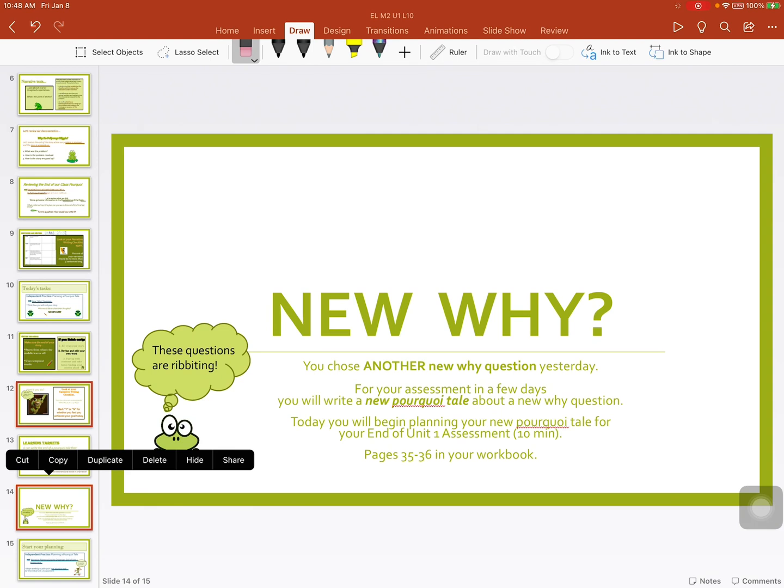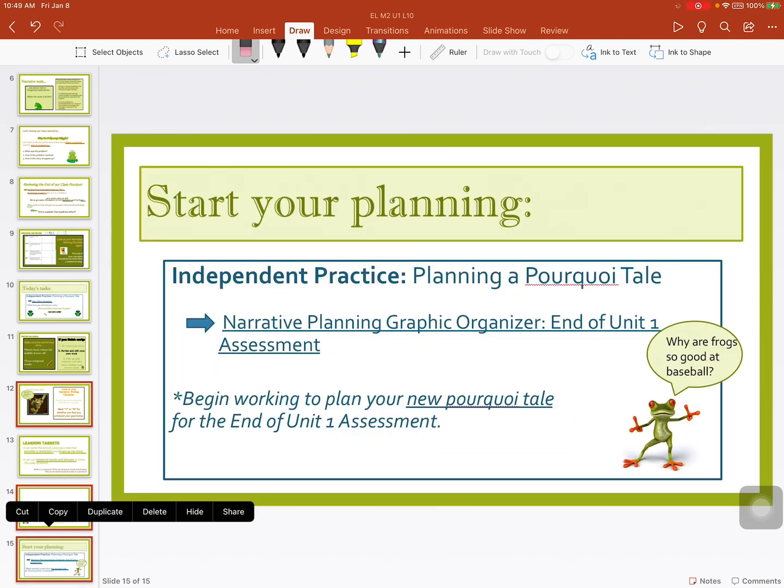So you're going to start filling out the graphic organizers on pages 35 through 36 in your workbook. Okay, and start planning your story because you're going to use this graphic organizer to help you with the end of Unit 1 assessment.